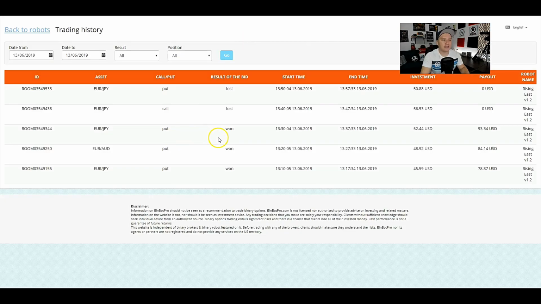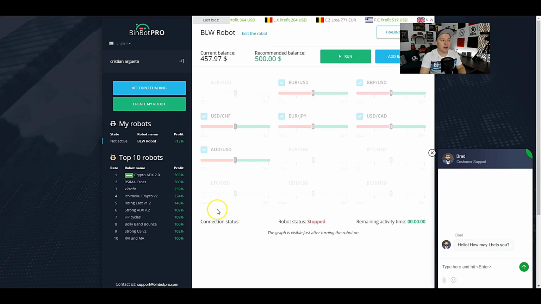As a matter of fact, it will place a total of 1 trade at a time using 10% of your balance, and each trade will be around 7 minutes. So it's an amazing money management software that has given me thousands of dollars. It's just a matter of you finding the best robot for you. The ones that I recommend are Crypto ADX, Risk Macross, X Profit, and Rising East, which is the one that I'm using right now. I decided to start from scratch again with Rising East in order to prove to all of you and to show the newbies that you can make good money even with the lowest robot.